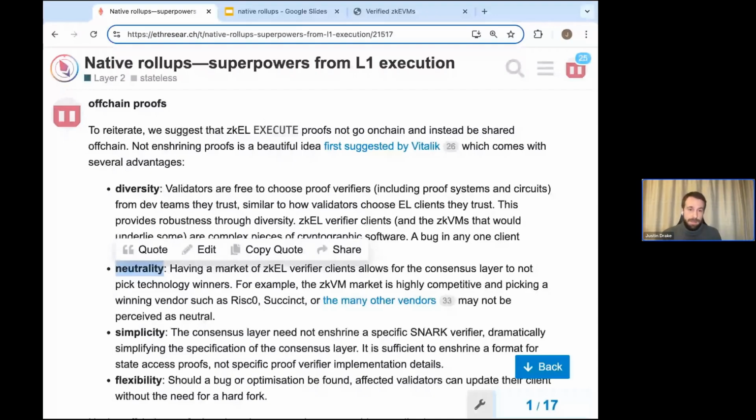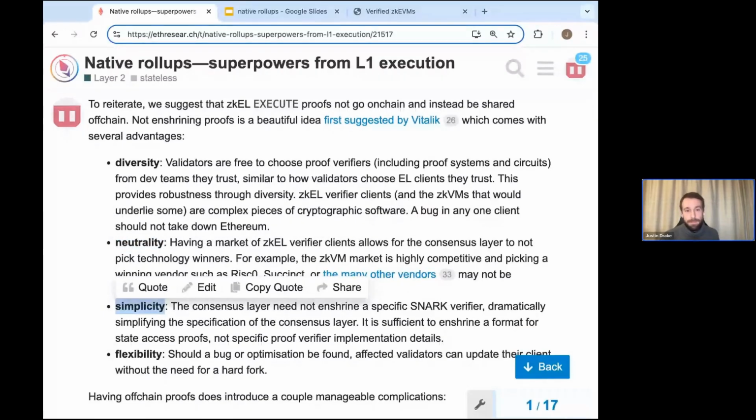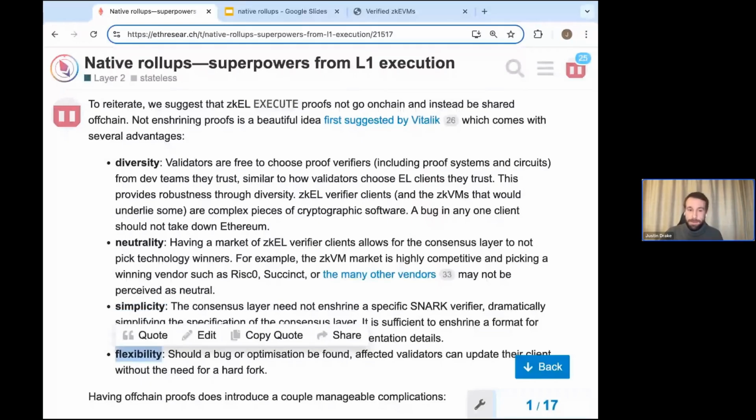A third benefit is simplicity, meaning that we don't need to enshrine in consensus a specific verifier. Instead, we just need to specify the high-level API of this precompile, the inputs and outputs. And then finally, there's this great flexibility where if there is a bug that's found, the validators can update their clients without needing a hard fork. Just like today, if there's a bug in Reth, then the validators can just update their clients.